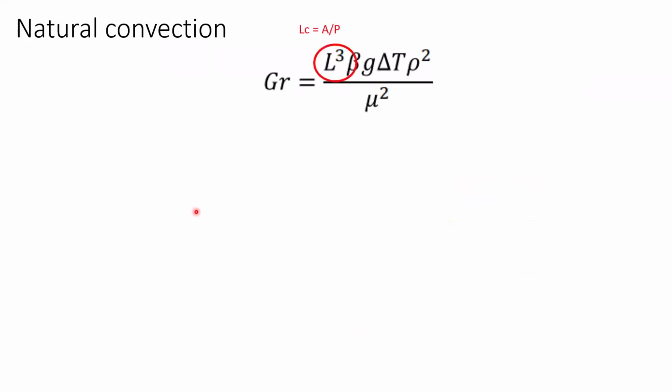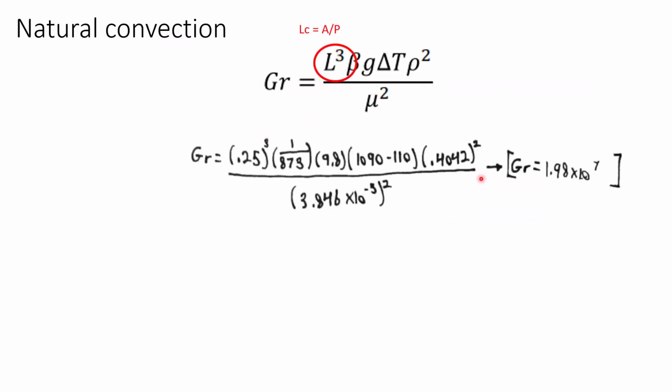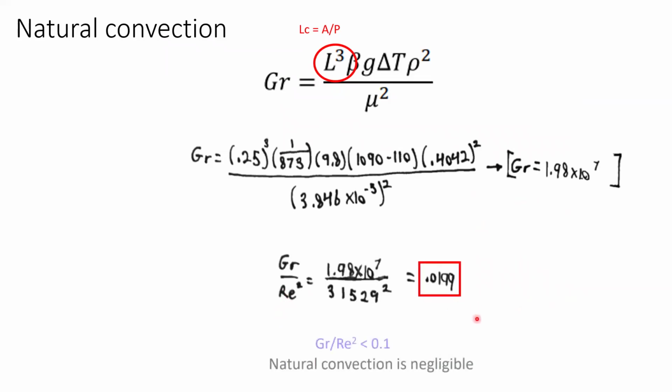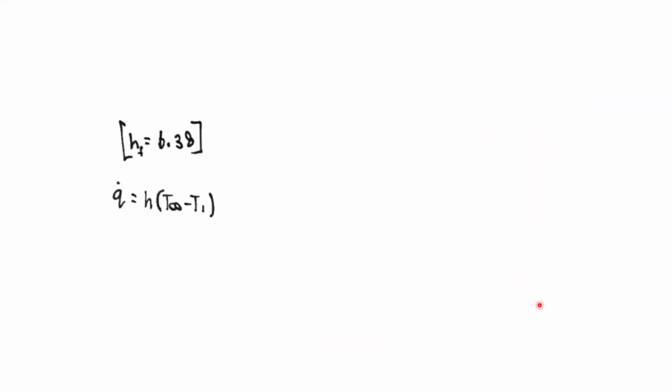We're also going to check for natural convection to see if it's present. To start off, we'll calculate the Grashof number using this equation. Just note that for this L value, we're going to be using the corrected length value, which is just the area of the plate divided by its perimeter. So subbing in our values, we get a Grashof number of 1.98 times 10 to the 7. We can take the ratio of the Grashof number with the Reynolds number, and this is the value we get. This value is a lot smaller than 0.1, so natural convection can be neglected. We'll only look at forced convection here.